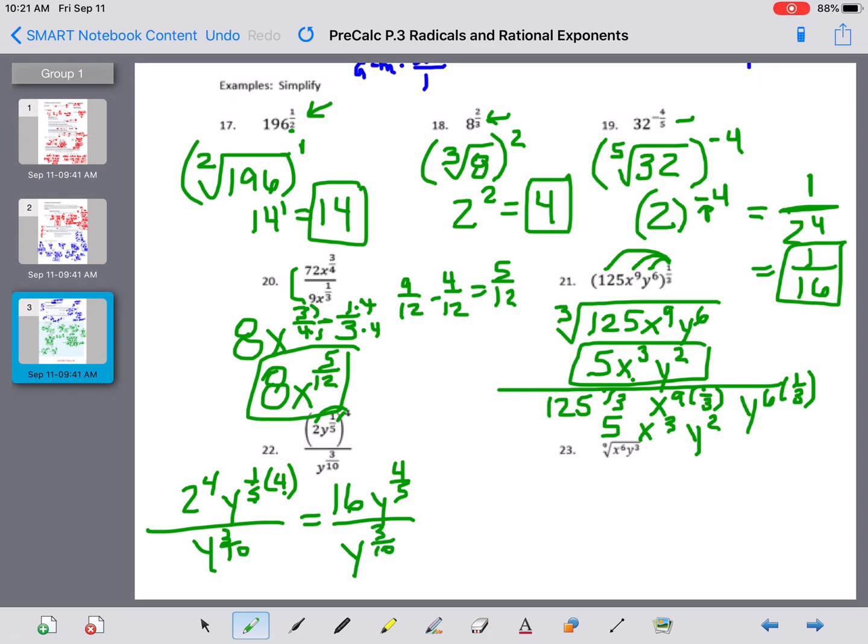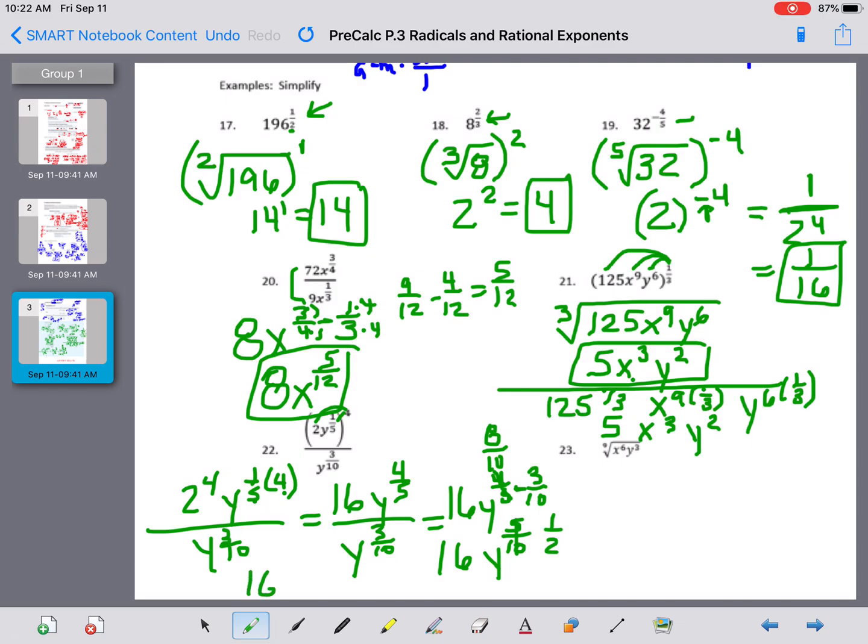And we need to use the rule now because I see a y in the numerator and a y in the denominator. They share the same base, which means I can combine them into one value using my rule. 16 is not going anywhere. I get y to the 4/5 minus the 3/10 because of my division there. And I can change 4/5 to tenths, which is 8/10, and I get 16 and y to the 5/10, which is interesting because that's the same thing as 1/2.